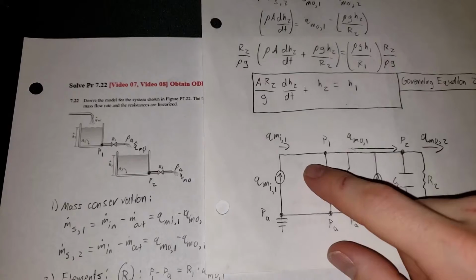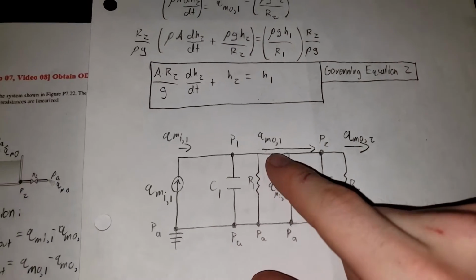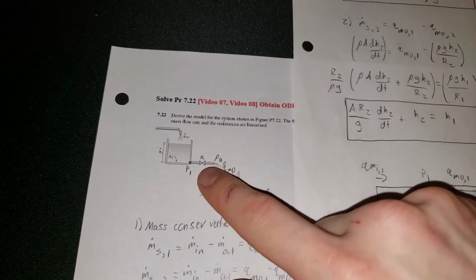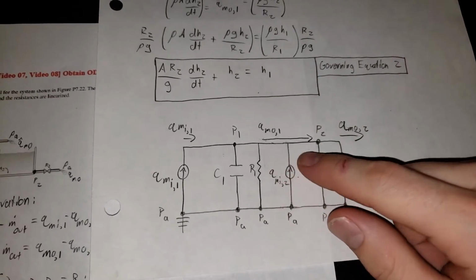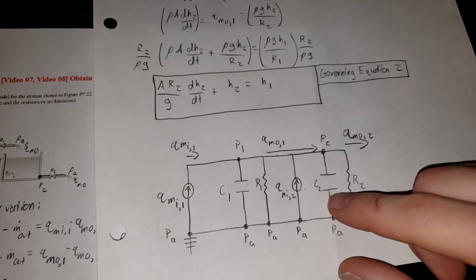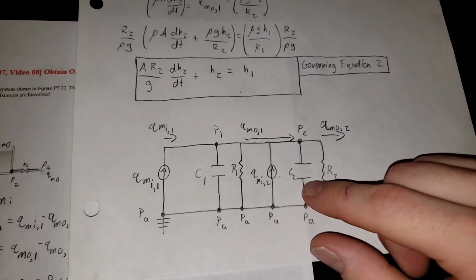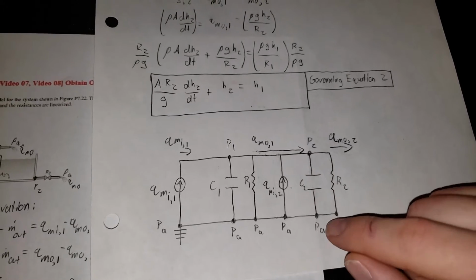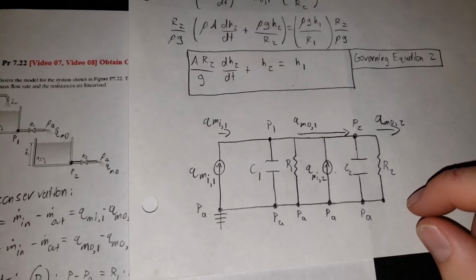We will have another mass flow rate coming out of the resistor, as we can see, QMO1, which is the mass flow rate coming out of this pipe right here. And it will be going into the second resistor and capacitor in parallel, where you can see the pressure 2 is at the top of the capacitor 2, and the atmospheric pressure is grounded as well.